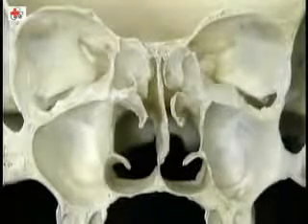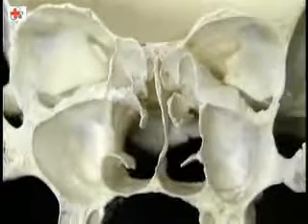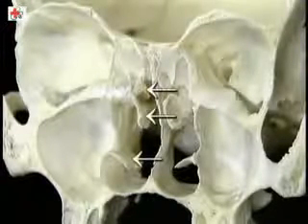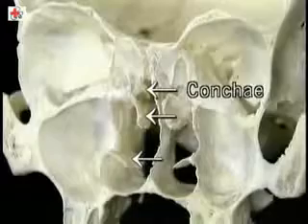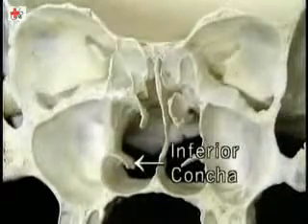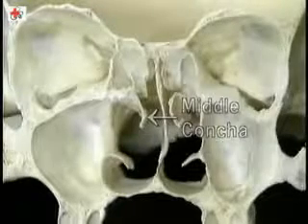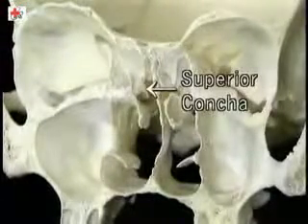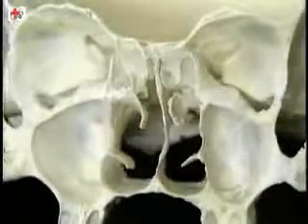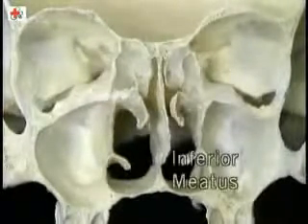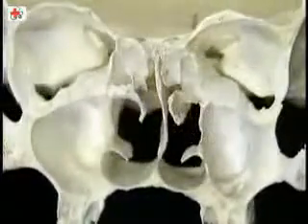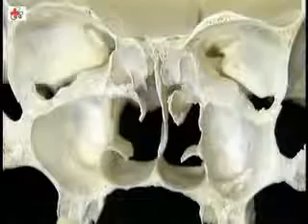So is the floor. By contrast, the lateral wall is marked by a number of features, most notably by these 3 delicate bony projections, the conchae, also known as the turbinate bones. This is the inferior concha, this is the middle concha, this is the much smaller superior concha. The 3 conchae partially divide the air passage into 3 parts: the inferior meatus, the middle meatus, and the superior meatus.